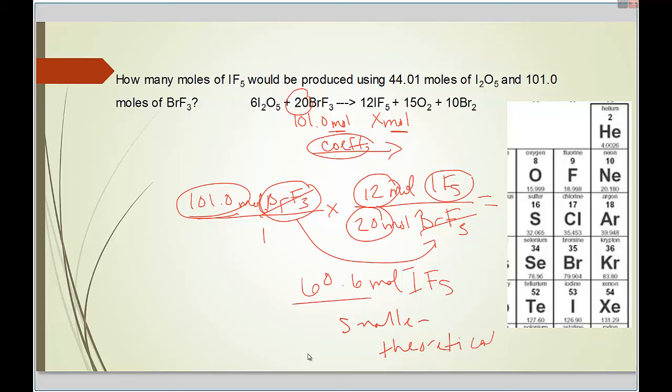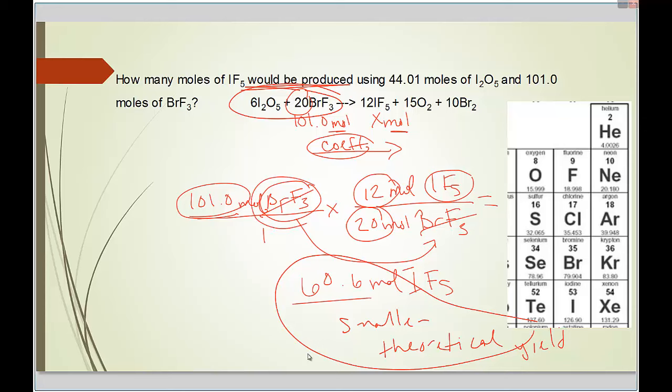Whenever you're given information about more than one of the reactants, you automatically have to convert both to figure out which one is smaller. So this is our theoretical yield, which means that this is how much you could possibly produce. It also means, if the question were to ask for it, that this BrF3 would have been the limiting reagent and I2O5 would have been the excess reagent.